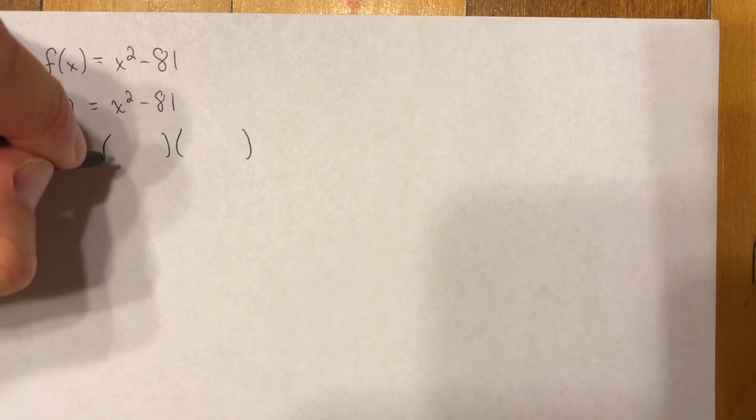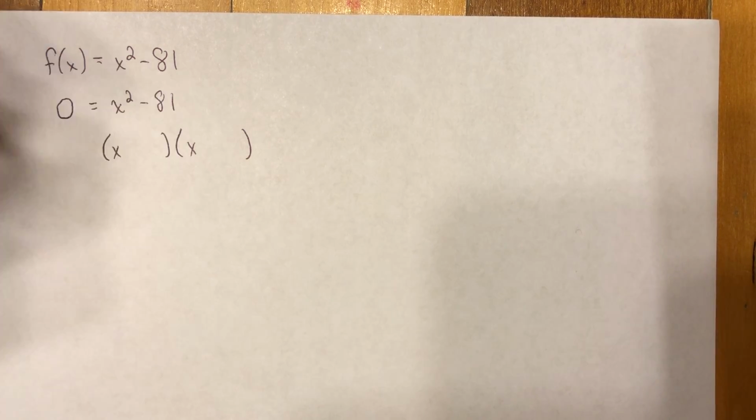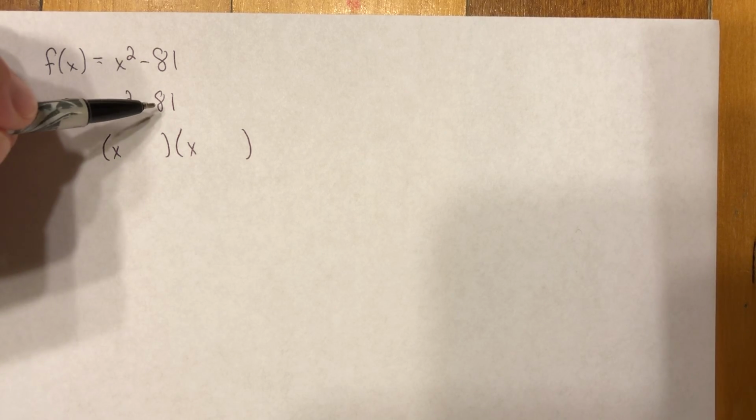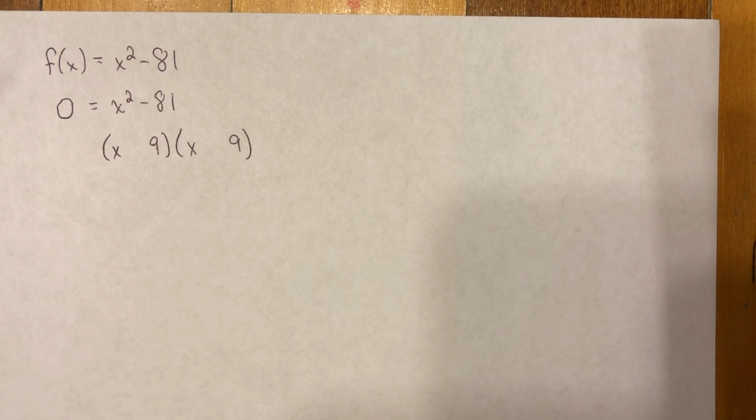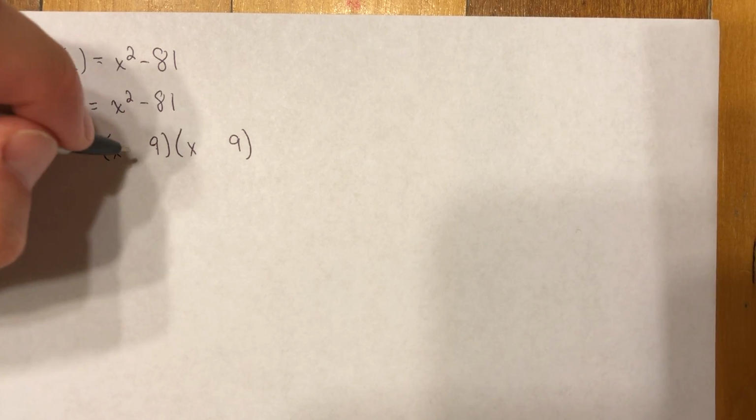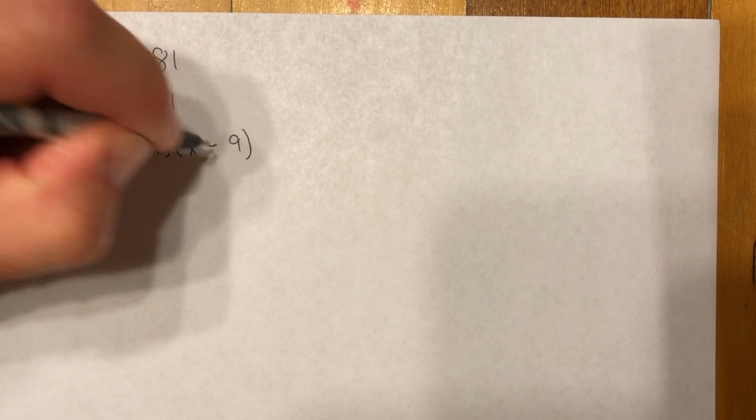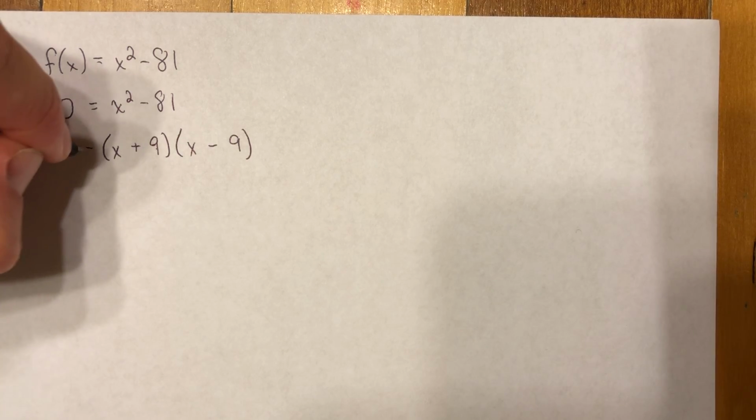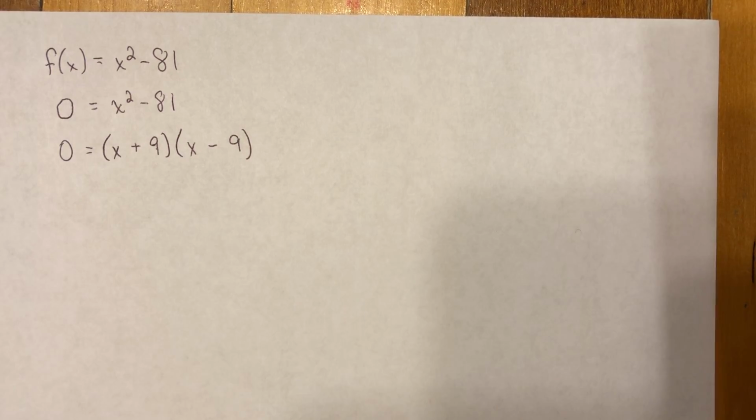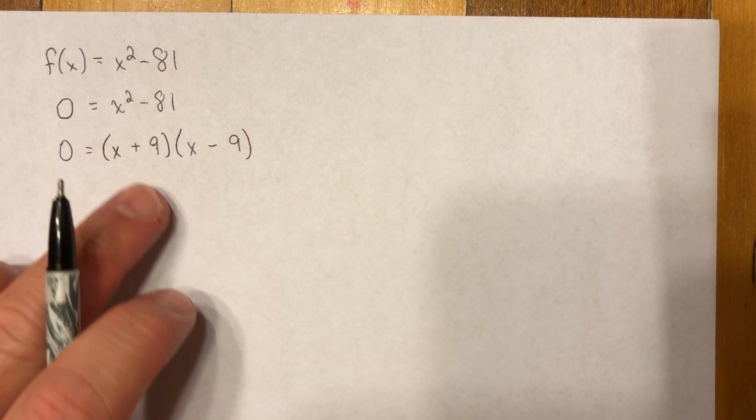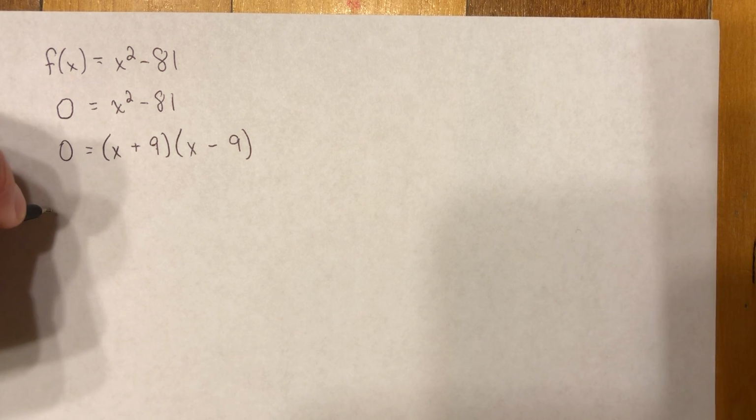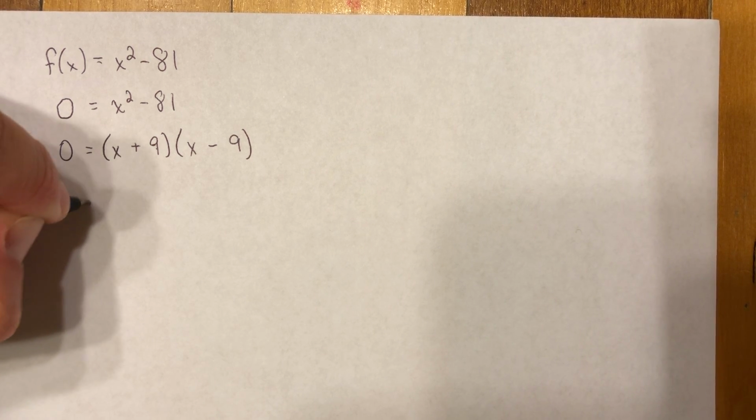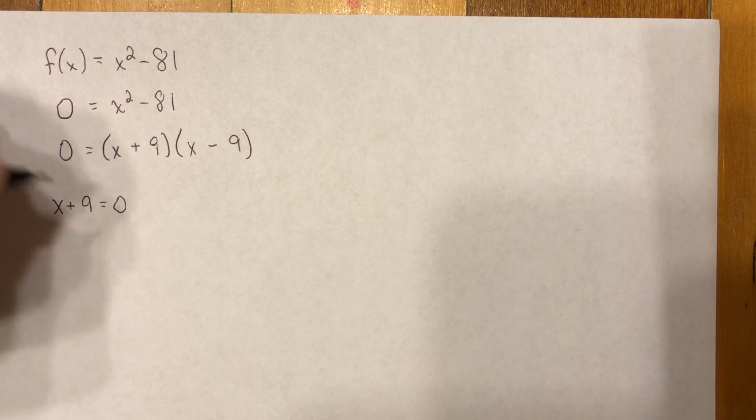So I'm going to square root x squared, which puts an x in each binomial. Then I want to square root 81, and I want to put a 9 in each binomial. Now, because of the minus, I've got to make one positive and one negative. So now I have 0 equals x plus 9 times x minus 9. Now what I want to do is break each binomial separately and set them equal to 0 to find the solution. So we've got x plus 9 equals 0.